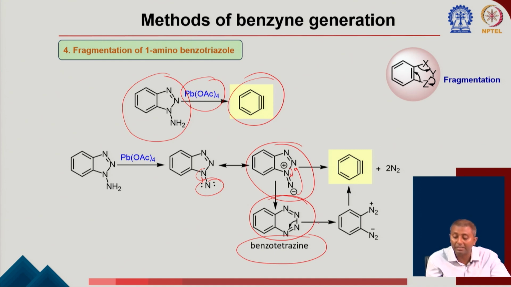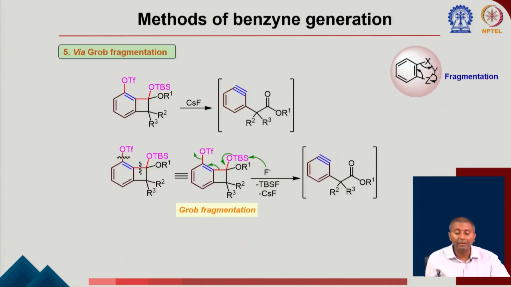Then what is going to happen to this benzotetrazine? Now a fragmentation is going to happen. It fragments to generate an N2 minus and an N2 plus, because in one case it will be minus and in the other case plus, and then N2 is going to get out from here, and you end up forming the corresponding benzyne. So this is a method of fragmentation. Next is another method. Starting from this compound, you can see there is a triflate, OTf, and there is this TBS protection.